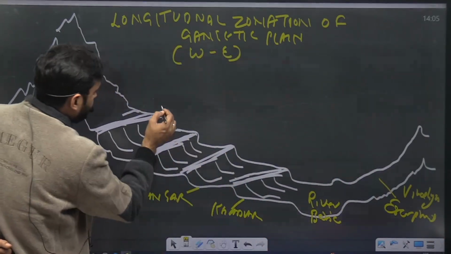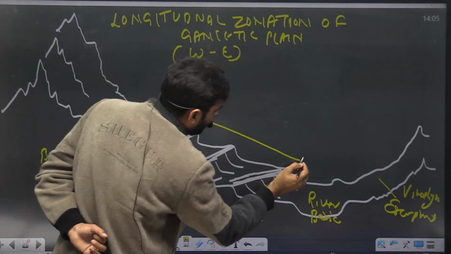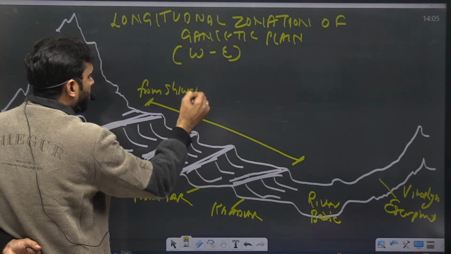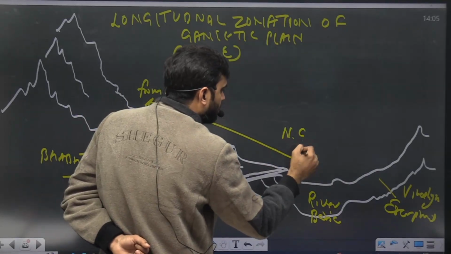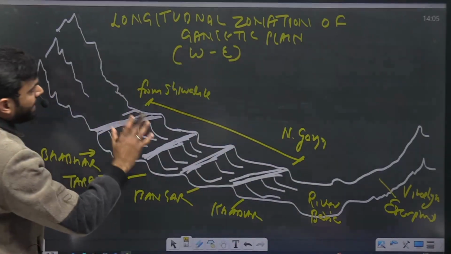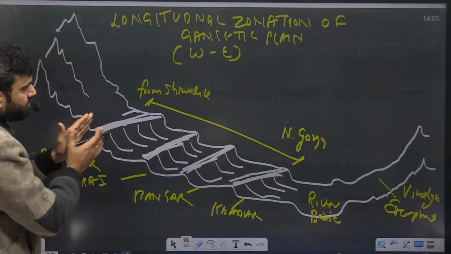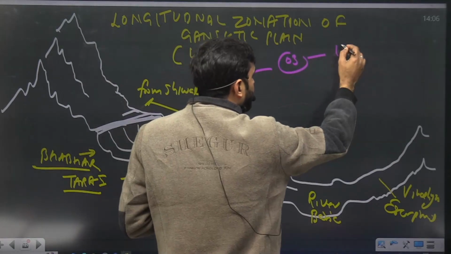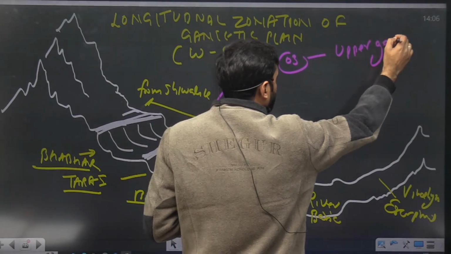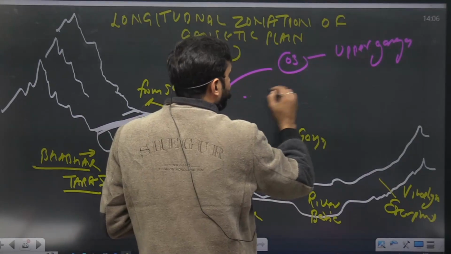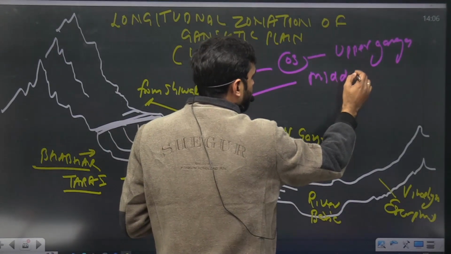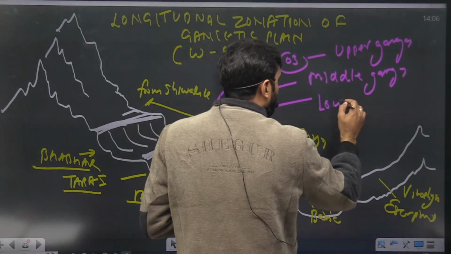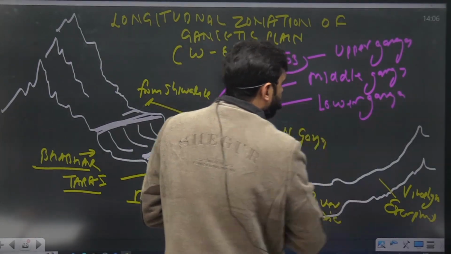Okay? From right here, from Shivalik to North Ganga. So mainly this Gangetic Plain area stretches from the Shivalik Himalaya to North Ganga. It has another three parts. First is Upper Ganga. Recently we talked about Upper Ganga. Second is Middle Ganga. And third one is Lower Ganga Plain area.